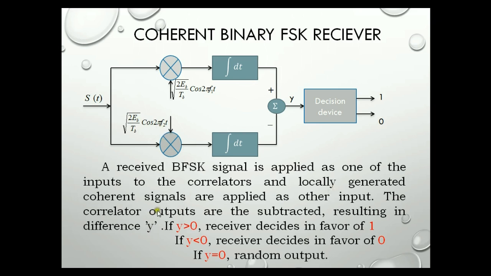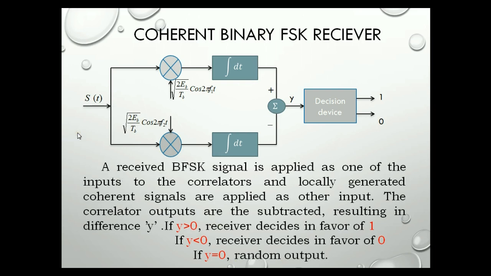Now the correlator outputs are subtracted and the resulting difference is indicated as y. The y is applied to the decision device. The decision device will decide such that if y is greater than 0, it will decide in favor of binary 1. If y is less than 0, it is going to decide in favor of 0. If y is equal to 0, it will generate a random output.